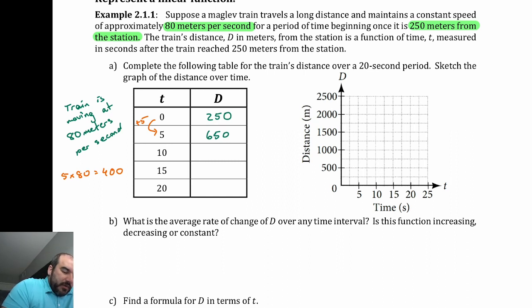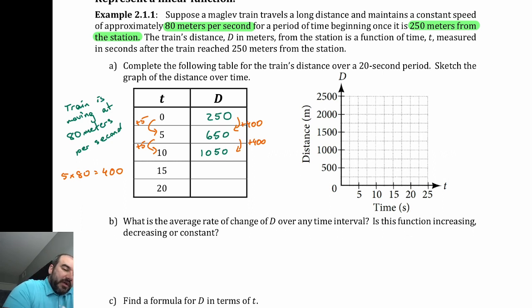And then the timer that we're holding in our hands goes from 5 seconds to 10 seconds. So when we look at it again at 10 seconds, that's another 5-second interval. So it's going to travel another 400 meters in that 5 seconds, which means from here to here we went plus 400, and from here to here we're going to go another 400. Right, so we're going to end up at 1,050 meters.